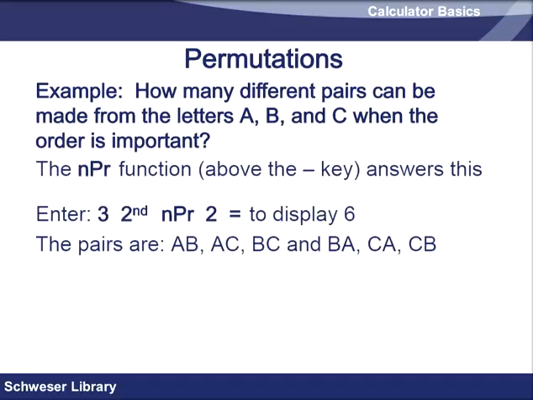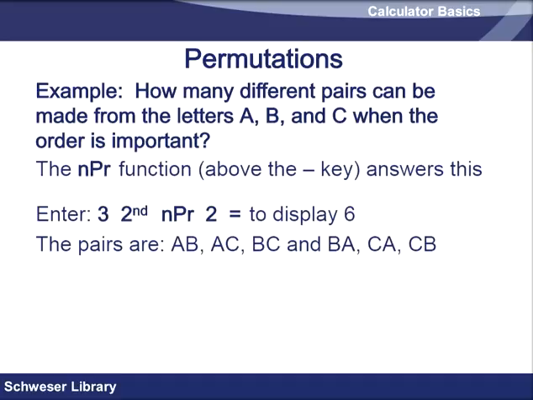Now, when order does actually matter, then we're talking about permutations. So now we're going to count AB and BA as 2 different pairs when we talk about permutations, because with permutations, the order matters. Understand you're going to get a bigger number with permutations than with combinations because we are double counting each pair here with reversed order. So it functions exactly the same: enter 3, take that second function, nPr, and then 2, and then equals to display 6.